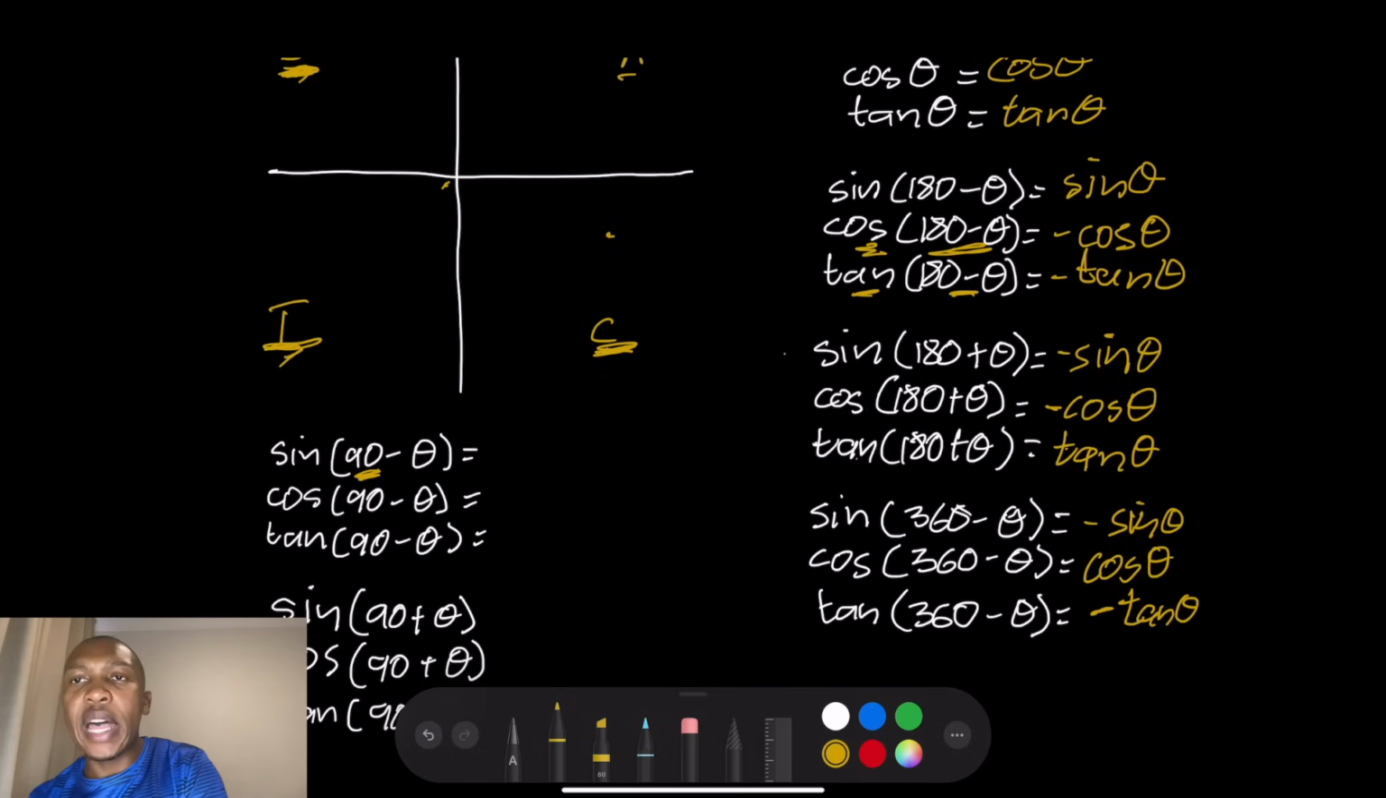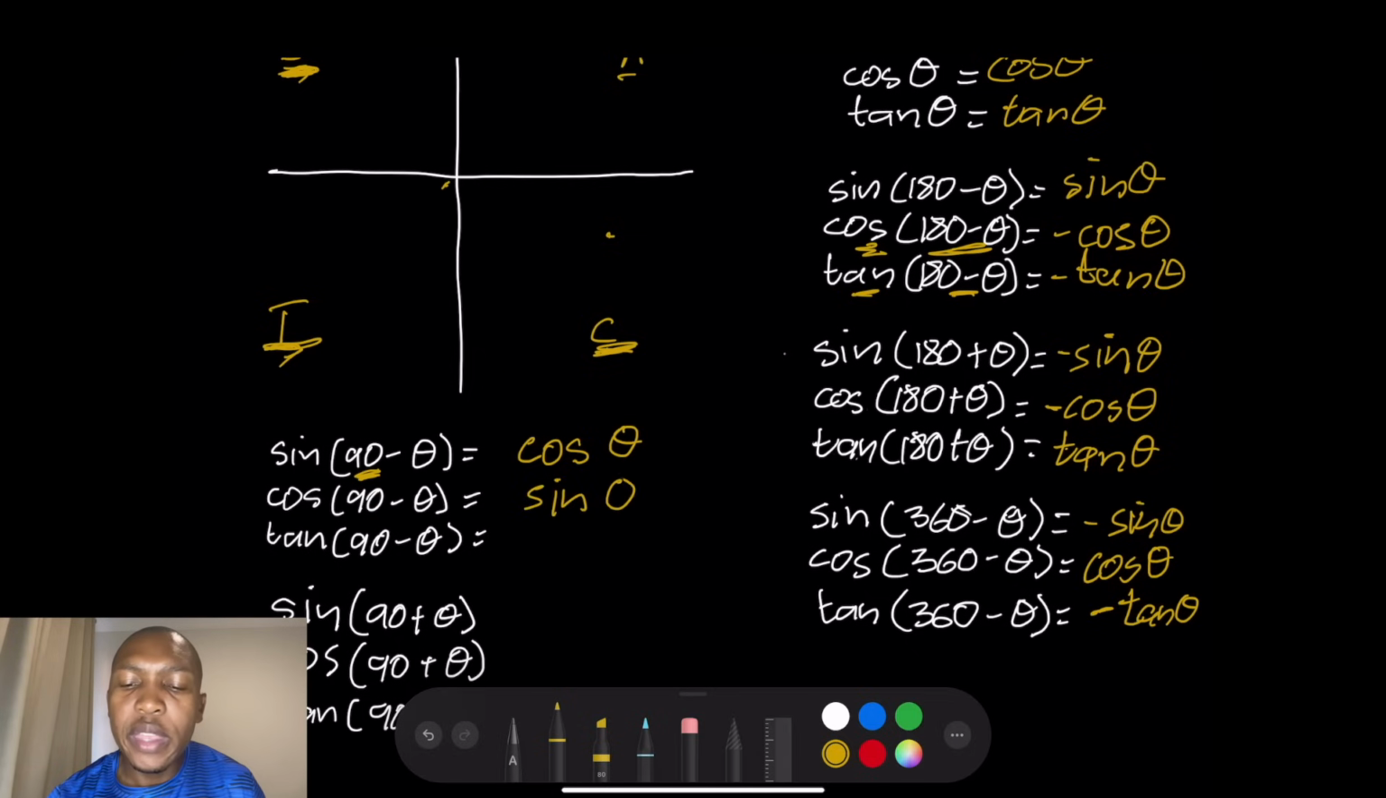The co-ratio of sine is cosine. So sine of 90 minus theta, because all are positive, becomes cos of theta. And cos of 90 minus theta, because all are positive in the first quadrant, becomes sine of theta. So the co-ratio of sine is cos, and the co-ratio of cos is sine. They are co-ratios of each other. And then tan of 90 minus theta becomes cot. We don't use this much, to be quite honest, but I want you to know it does exist. The co-ratio of tan is cotangent, so that would be cot of theta.